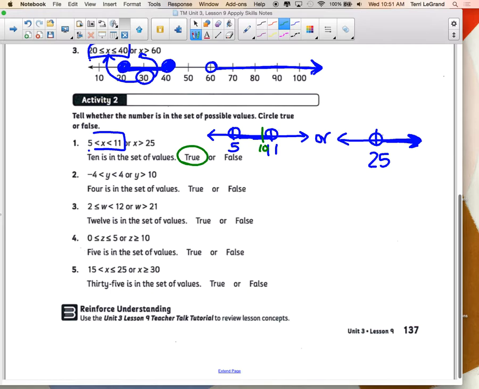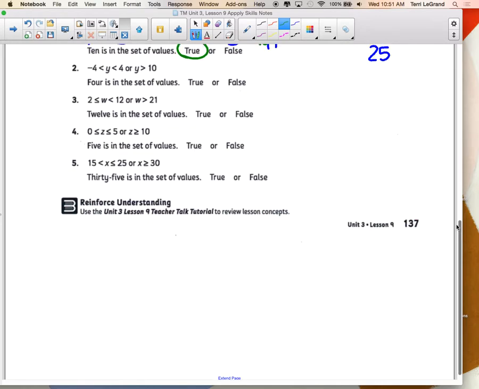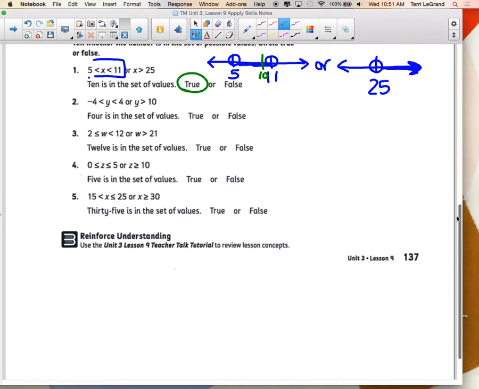Okay, let's try the next one. It says -4 is less than y, and y is less than 4. So let's just graph that right away. There's our one that has two endpoints, -4 and +4, in the correct order on the number line.